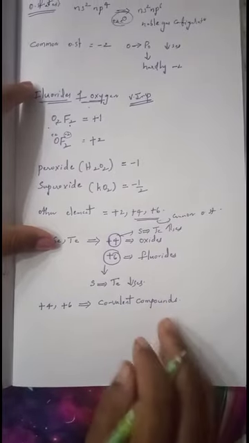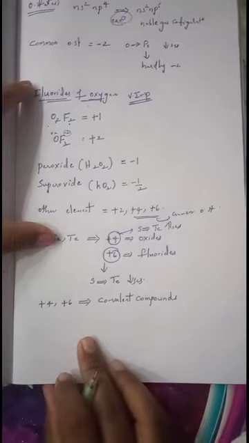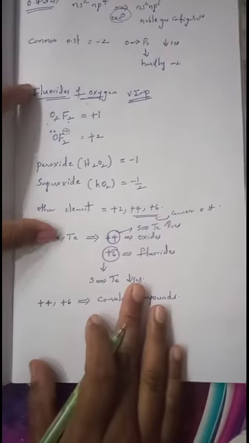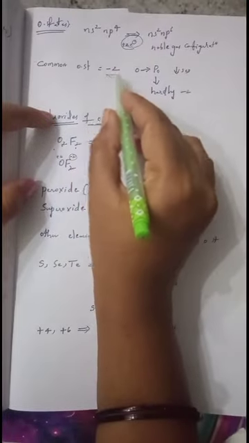Okay, covalent compounds are formed by +4 and +6 oxidation states. Now this is about the oxidation states of 16th group elements. The common oxidation state is -2.